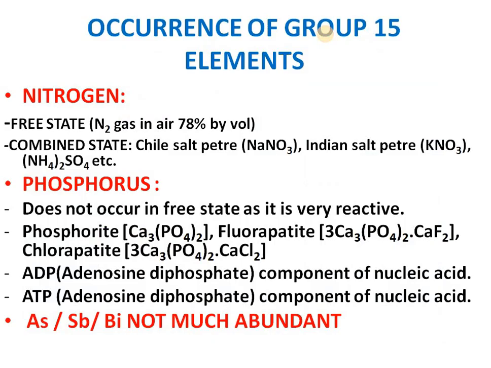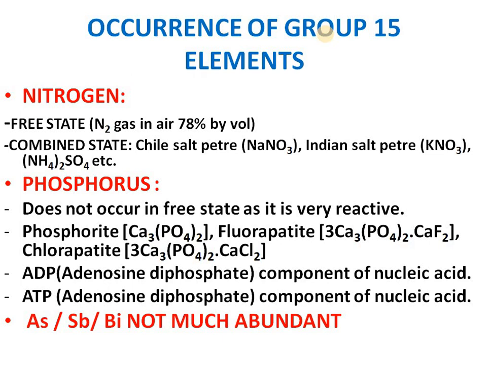Okay, so let us start with the occurrence. Occurrence means how it is available in nature or in the crust. Nitrogen in the free state is present, as you know, 78% by volume. In the combined state, nitrogen is available in salts like Chile saltpeter, NaNO3, and similarly Indian saltpeter, KNO3, meaning sodium and potassium nitrates. Then again we have ammonium sulfates. These are basically components of rocks and minerals.